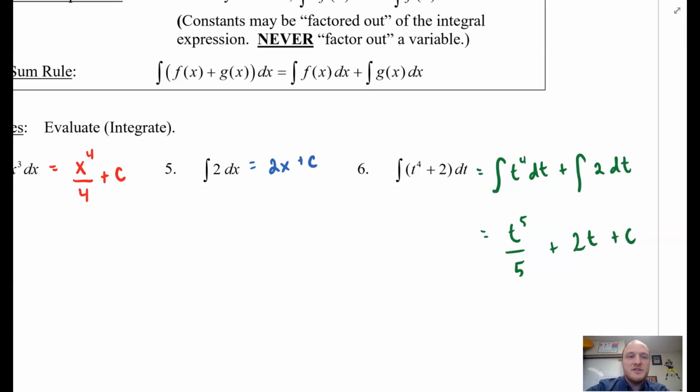Notice that all of my answers, all of these indefinite integrals, have a c tacked on at the end. They have some sort of constant. If I were to differentiate this, the constant would disappear. You must include the plus c.